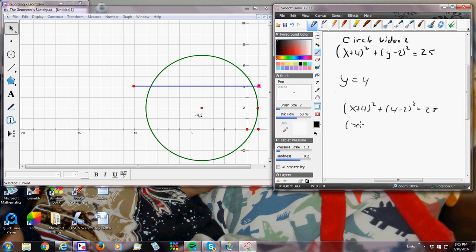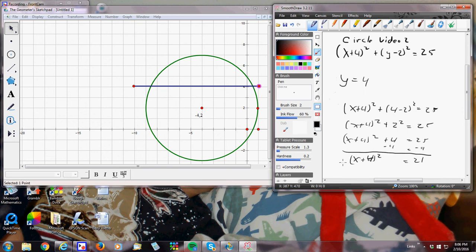So then I'm left with x plus 4 quantity squared plus 4 minus 2, which is 2, and then I get 2 squared equals 25. So I get x plus 4 quantity squared plus 4 equals 25. I'm going to subtract 4 from both sides. And I get x plus 4 quantity squared equals 21.